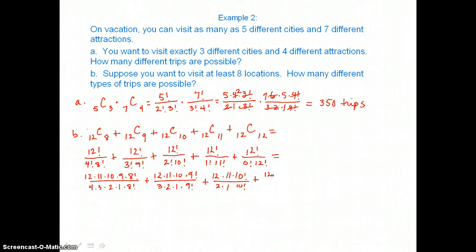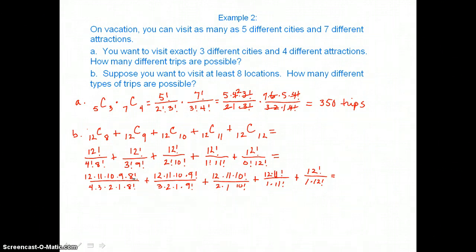Next we have 12 factorial, 12 times 11 factorial over 11 factorial, and 1 factorial is 1. Okay, and then the last term is 12 factorial over 12 factorial, and 0 factorial, remember, is defined to be 1, and that's exactly why, so that we can have a value for 0 factorial in these combinations.